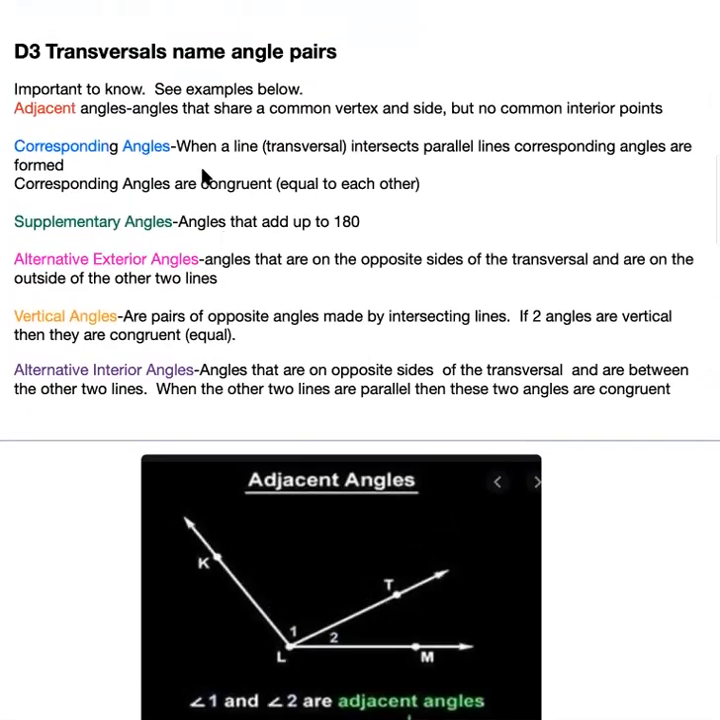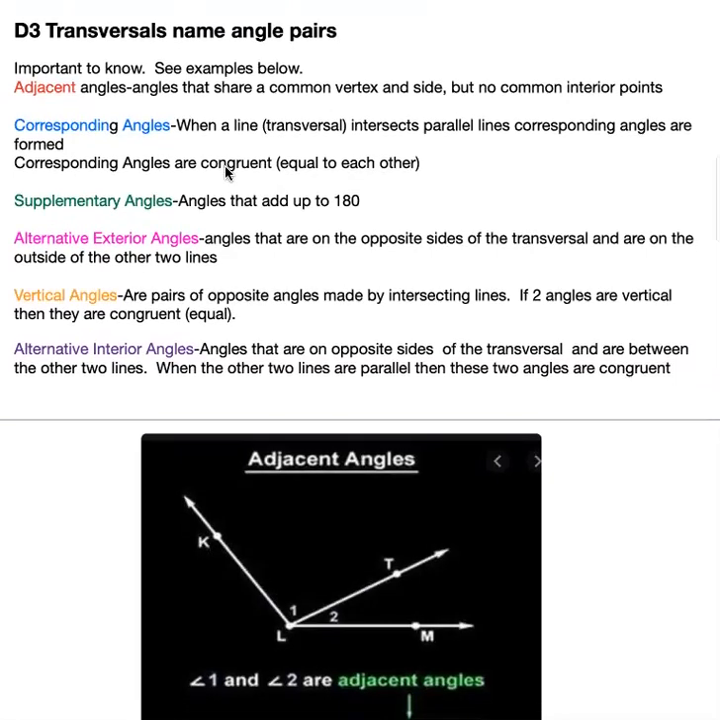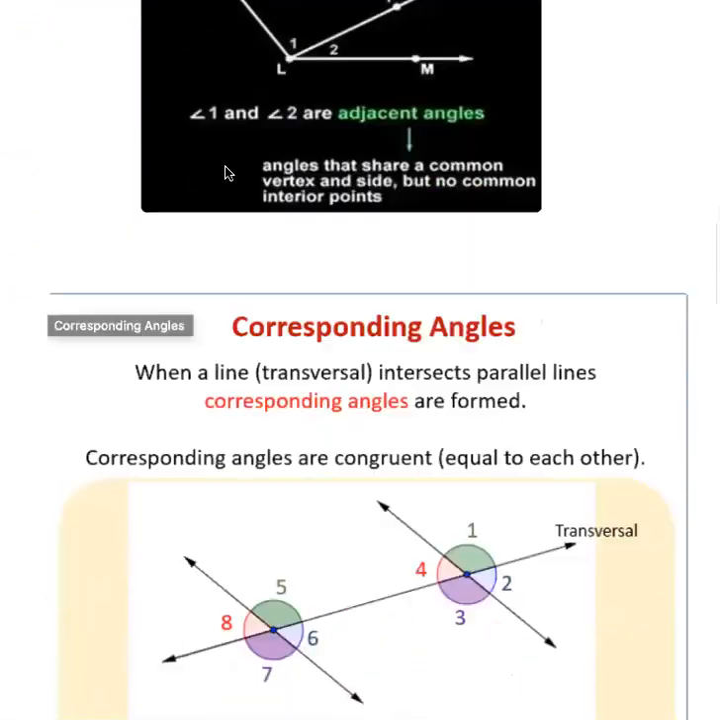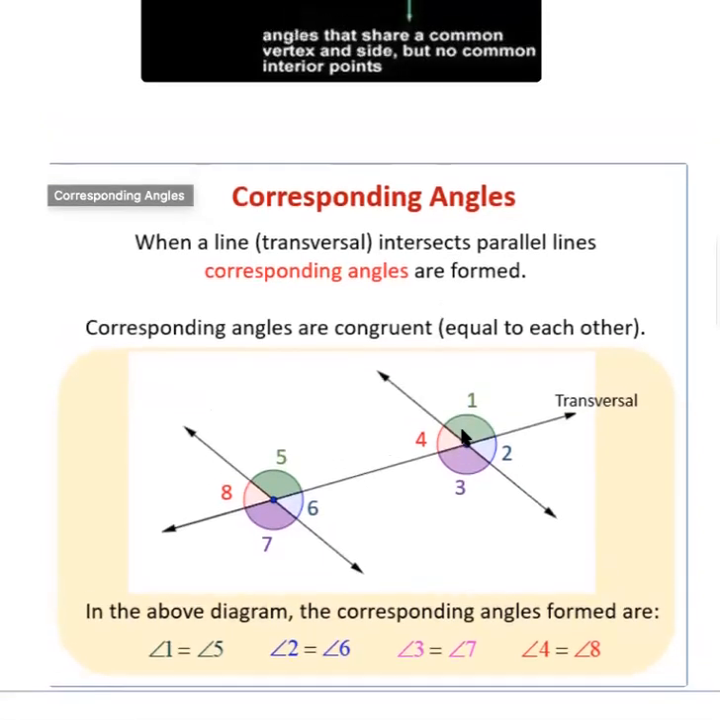Okay, next term is corresponding angles. When a transversal intersects parallel lines, corresponding angles are formed. Corresponding angles are congruent to each other. So that is in this example right here. I like to think of moving these two parallel lines on top of each other, and then those angles would also be on top of each other and they'd look the same. As you can see, the two greens, the 1 and the 5, are congruent and equal. The two blues, 2 and 6, the purples, the reds, they're all congruent to each other. So those are corresponding angles.